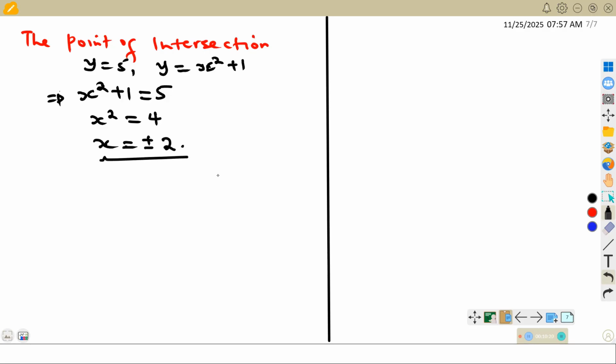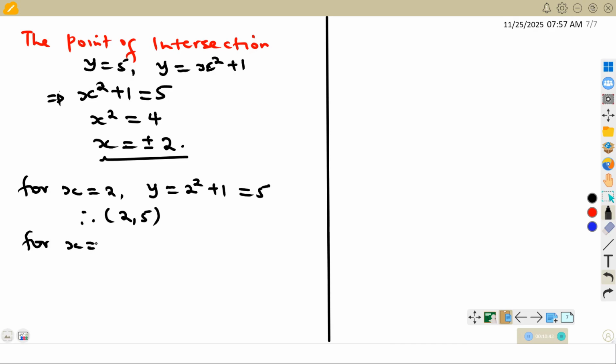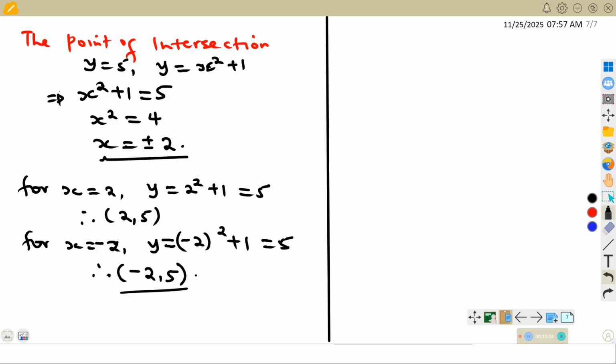So this will give us x as positive 2 or x as negative 2. So if x is equal to 2, what will be y? It means y will be the same as 2 squared plus 1, which is 5. So you have 2 and 5 as your point. Next, for x equaling negative 2, y will be equal to negative 2 squared plus 1, and this is also 5. So from that, it means negative 2 and 5 will also be your point of intersection.